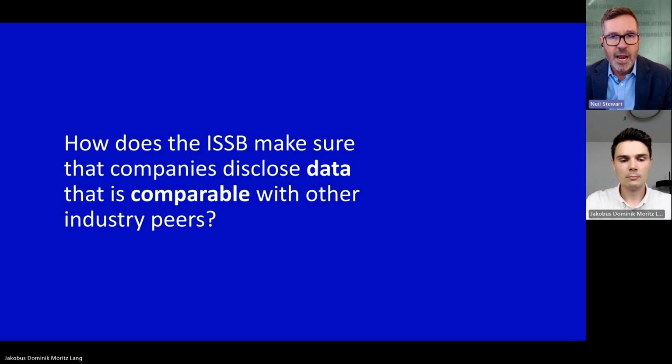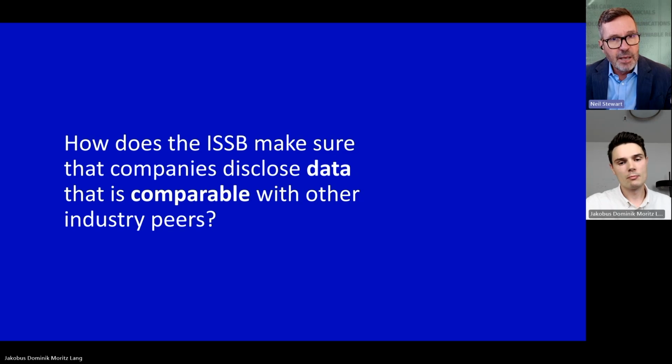So by narrowing the focus to the industry factors, it really makes it more cost-effective and efficient for companies to gather the information and report it, but it also surfaces the most decision-useful information for investors.